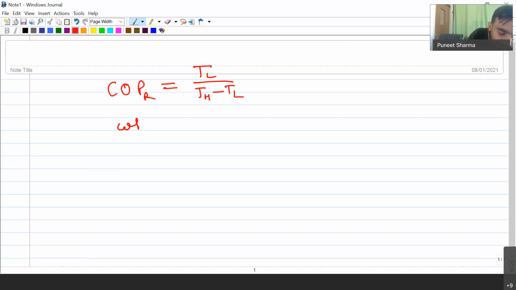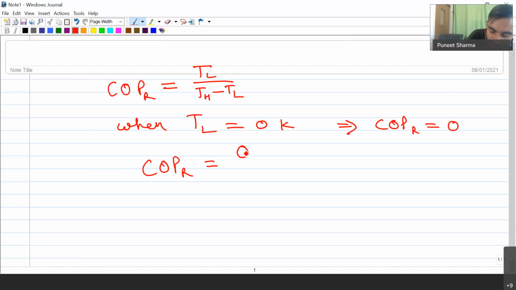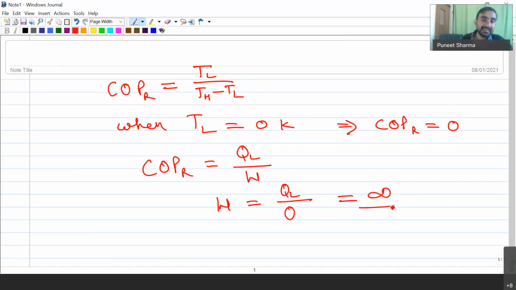So you are correct. When TL is equal to 0 Kelvin, at that time the COP of the refrigerator will be equal to 0, and we know that COP of the refrigerator is nothing but the amount of heat rejected divided by the work input. So my work input will be QL divided by COP. So COP is 0, and whatever work is required to reach a temperature of 0 Kelvin will actually be infinite. Somehow I missed this point, probably because I was in a hurry.